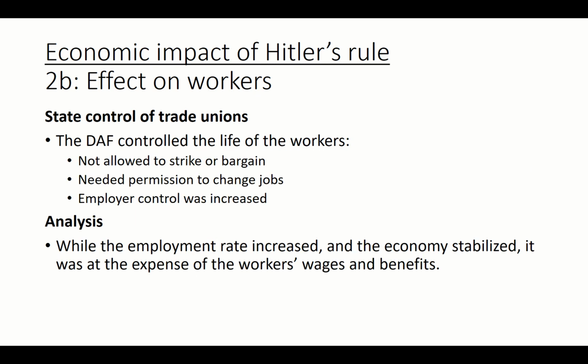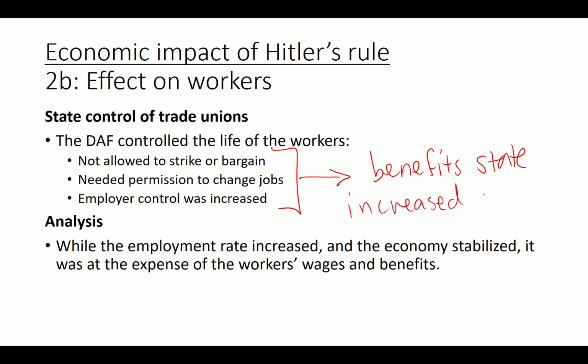And it controls the life of the workers. If you look at the slide along with me, it says cannot strike, cannot riot, cannot bargain. I mean, then what do you have a union for? You need permission to change jobs, which basically means that if you don't like a job and it really sucks, you can't change it. And employer control is increased. So if you think about all this, who does it benefit? It benefits the state and the employer, and it actually increases control over the workers.